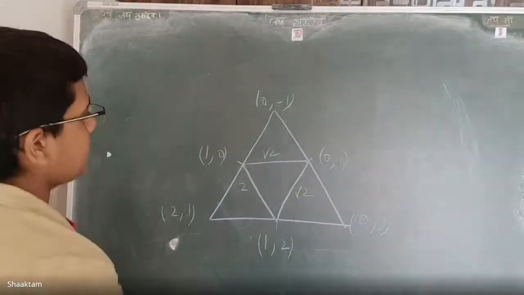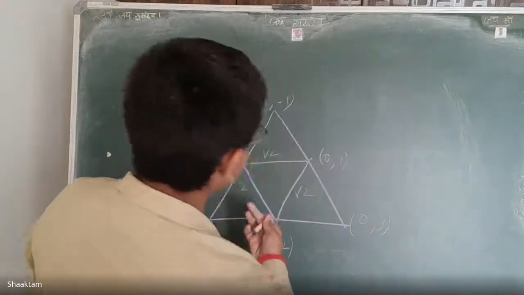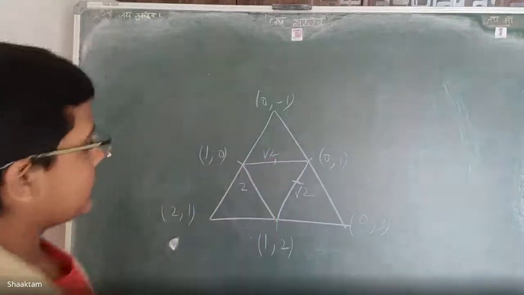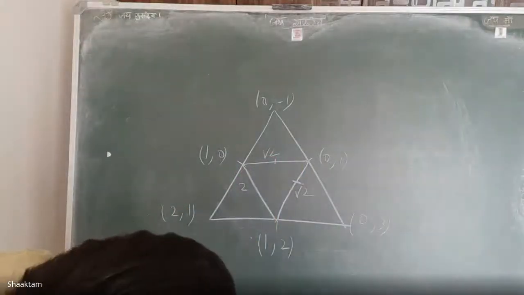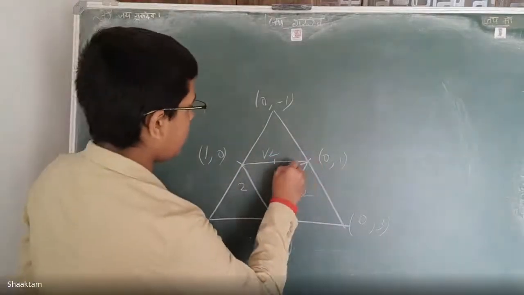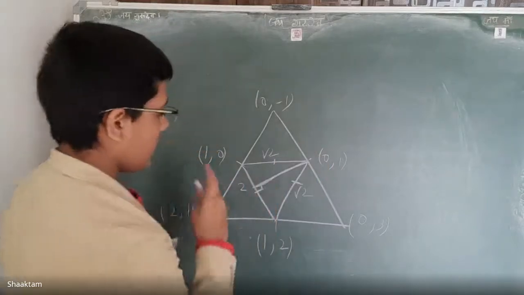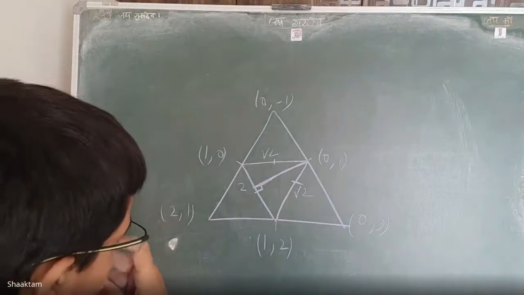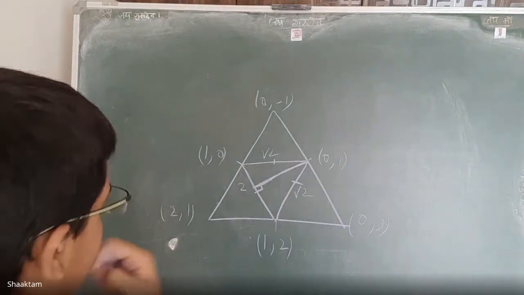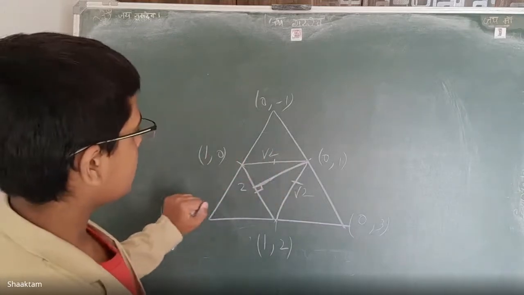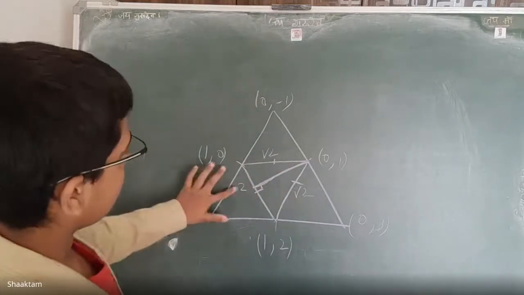Okay. Now we can see that this is an isosceles triangle, by which I mean two sides are equal. So what I can do in this case is drop a perpendicular from here. I will determine the value of the perpendicular. I can do so by Pythagoras' theorem. Root 2 is the hypotenuse and 2 is this, okay.